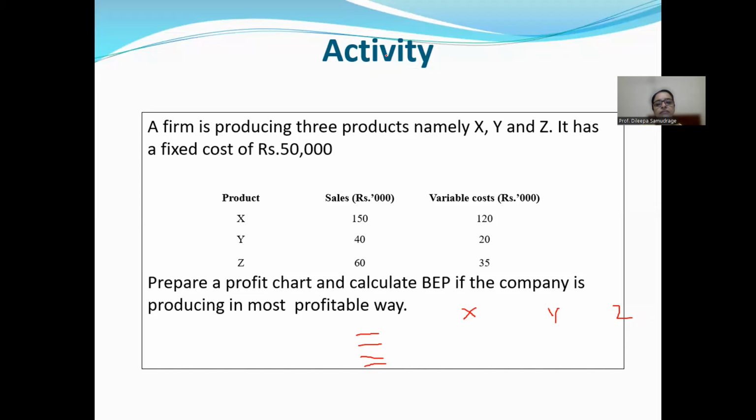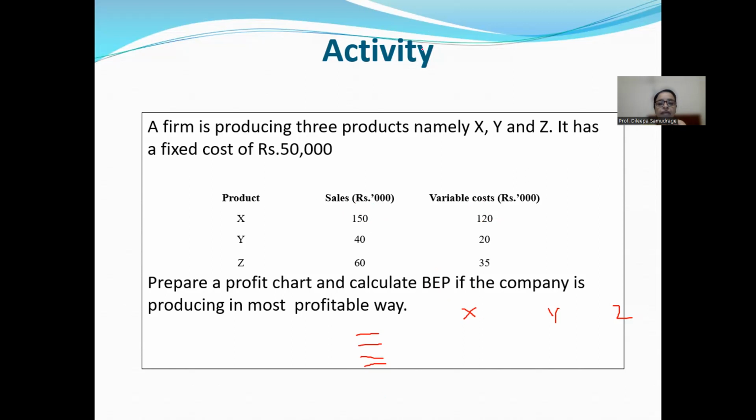So first one, okay, 20, 50, 42. Okay, right. So that's correct, right? So what you have to do is from 150, you have to deduct 120, then you get 30, right? So 30, you have to divide by sales 150, and as a percentage, you have to show it, right?